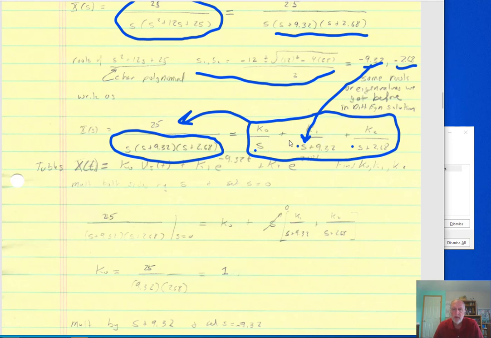But first, let's take the inverse Laplace of this. So here we got k0 over s. 1 over s turns into the unit step. Again, we just look at our table. Here's k1 over s plus 9.32. So this fits the form of s plus a. And so the 9.32 goes into the e to the minus at, which is the formula from the Laplace Transform table. Sorry, I drew over this, but the s plus 2.68 goes to e to the minus 2.68t here.